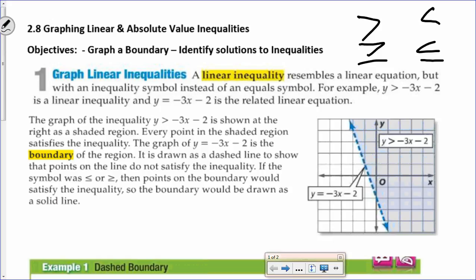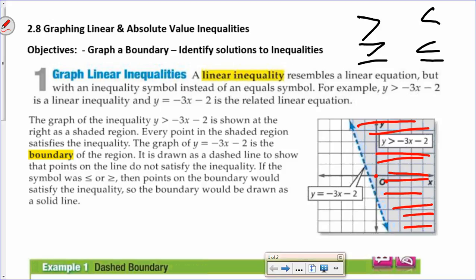The graph of the inequality y is greater than negative 3x minus 2 is shown at the right as a shaded region. That shaded region here I'm going to highlight in red, because the boundary is blue here. This shaded region is the solution to that linear inequality. Every point in the shaded region satisfies the inequality. What that means is you can pick a point in the shaded region. I see a good point to pick, 0, 0.